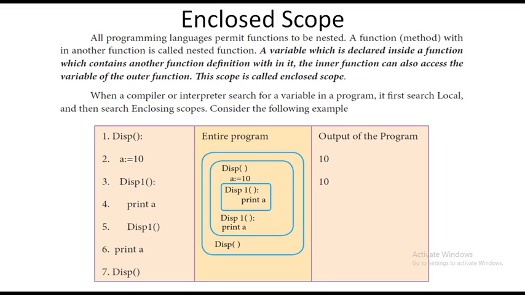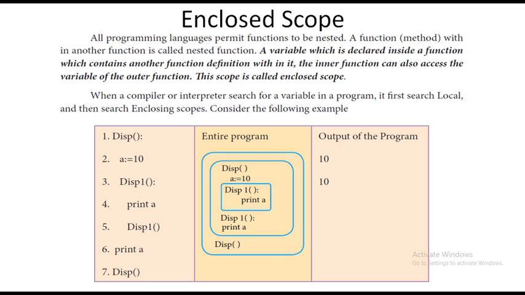Next one is enclosed scope. Enclosed scope, it is nothing. In computer programming languages, all the programming languages permit functions to be nested, which means they permit the nested function. What is a nested function? If a function contains another function inside it, that is what is called a nested function.